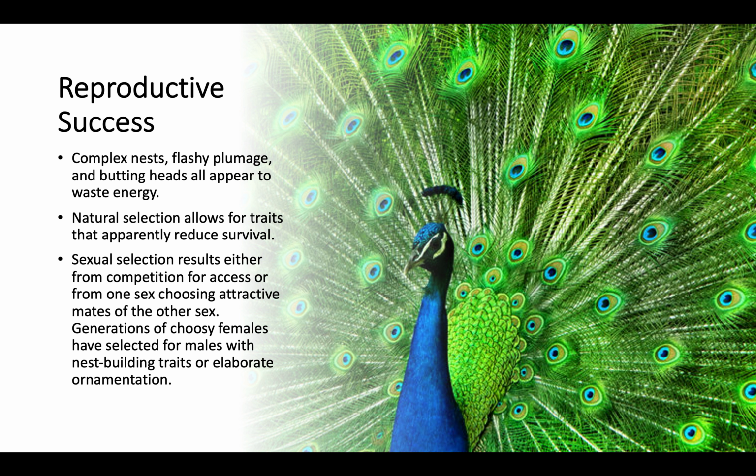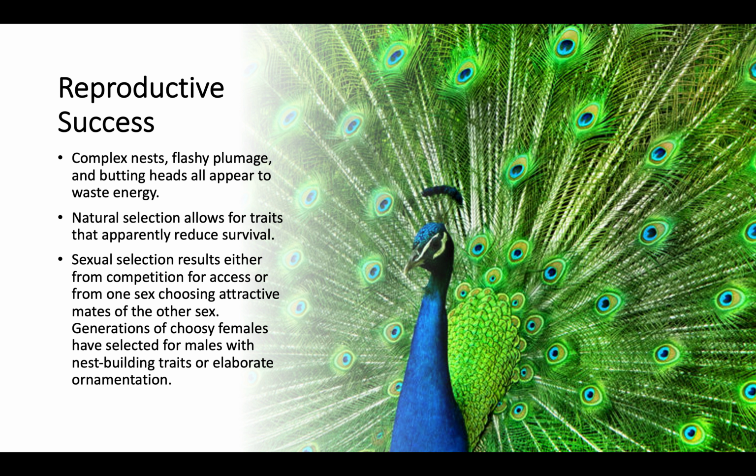Now let's talk a little bit more about reproductive success, which just builds on the slides about sexual selection. Once again, in birds, for example, complex nests and flashy plumage will lead to sexual or reproductive success. And in mountain goats, butting heads will lead to reproductive success because they look like the toughest male when they win. All of these things do appear to waste energy, but they lead to reproductive success. So natural selection will allow for traits that apparently reduce survival. It's not always the positive traits moving on.